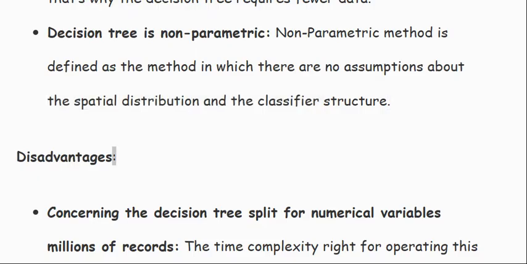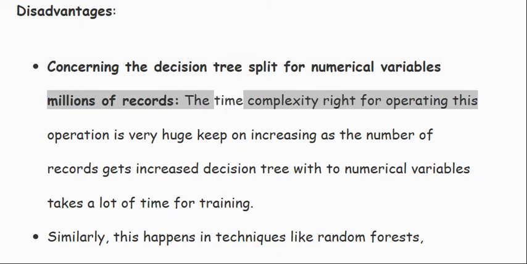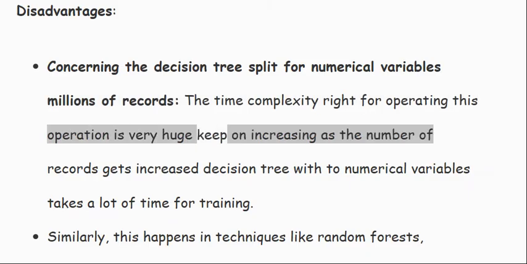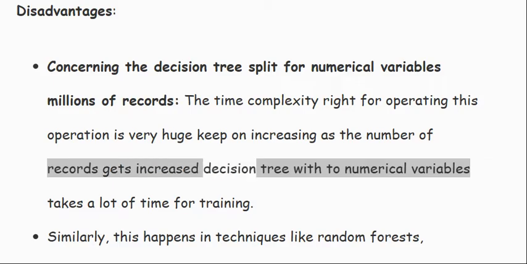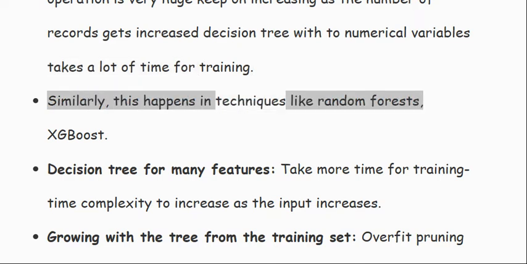Disadvantages. Concerning the decision tree split for numerical variables with millions of records, the time complexity for operating this operation is very huge and keeps on increasing as the number of records increases. A decision tree with numerical variables takes a lot of time for training. Similarly, this happens in techniques like random forests and XGBoost.